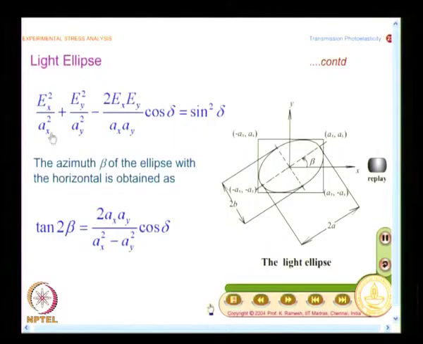And what you have is two expressions: one expression gives the equation of the ellipse, the other gives you the orientation of the ellipse, and this is called the azimuth. And if I calculate A and B, if I have B by A, I also get the ellipticity. In fact, if you go to the optics literature, there is quite a good measurement approach available, which they call ellipsometry. They find out the ellipticity, they find out the azimuth, they also find out the handedness of the ellipse.